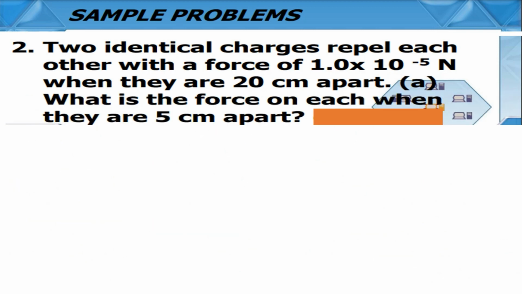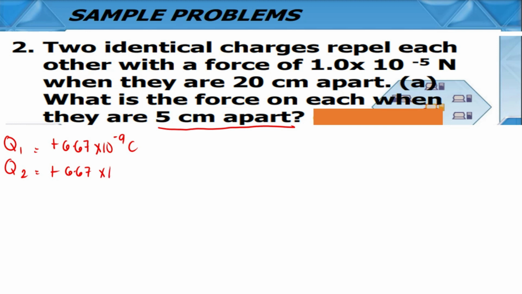Okay, so this problem, number 2, is actually our same problem in our previous slide. But here, we need to look for the value of the force at 5 centimeters apart. So we already solved the Q1 and Q2. They are identical, so let's try to use positive. So positive 6.67 times 10 raised to negative 9 coulomb, and another positive 6.67 times 10 raised to negative 9 coulomb. Or it's up to you. You can also use both negative because they are repelling from one another. And here, our R now will be 5 centimeters.